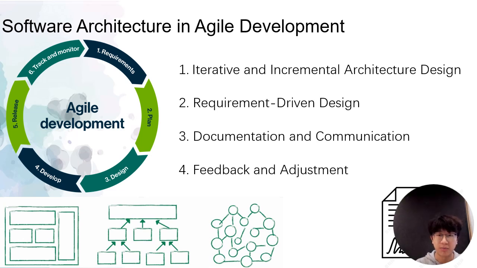The third step is documentation and communication. Here is very important because team members should fully communicate with the architect to ensure that everyone understands the software architecture, which this part I will mention later. The fourth part is feedback and adjustment. Collect the user feedback at the end of each iteration and evaluate the architecture's performance in meeting user needs.